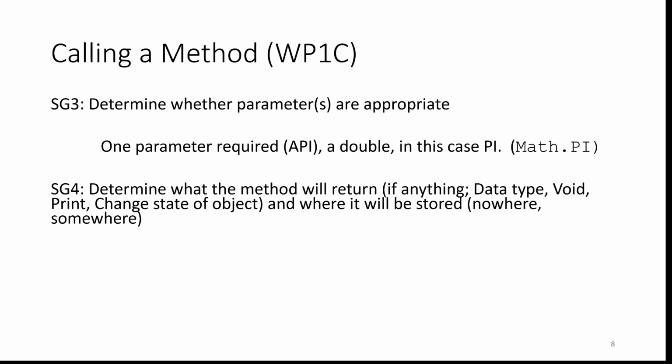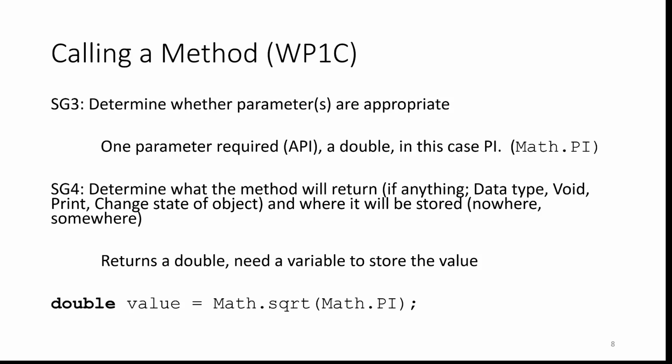Now let's see what the method will return. In the API, we saw that it returns a double. We'll need a variable to store that value. Let's declare one. Let's declare value, which is of type double, and it will be assigned the value math.sqrt of math.pi.